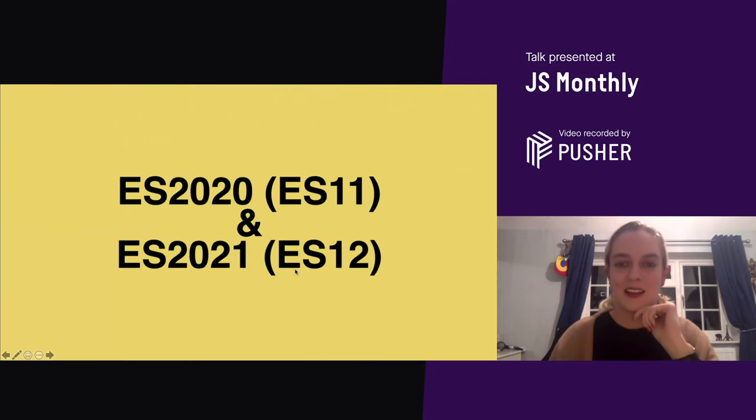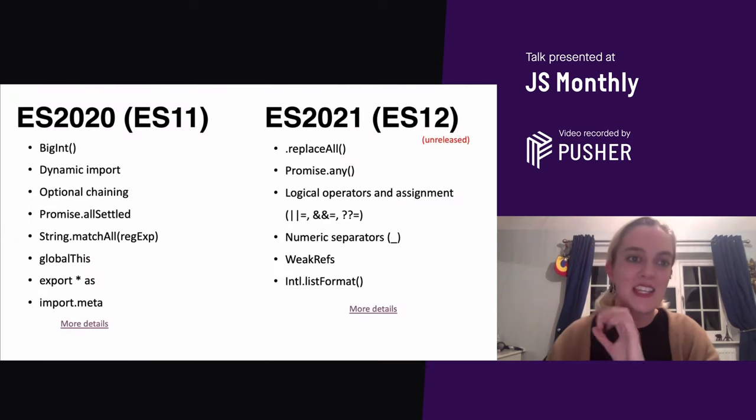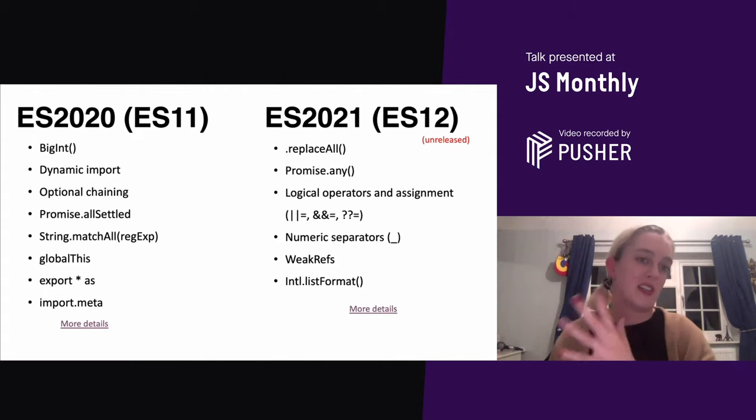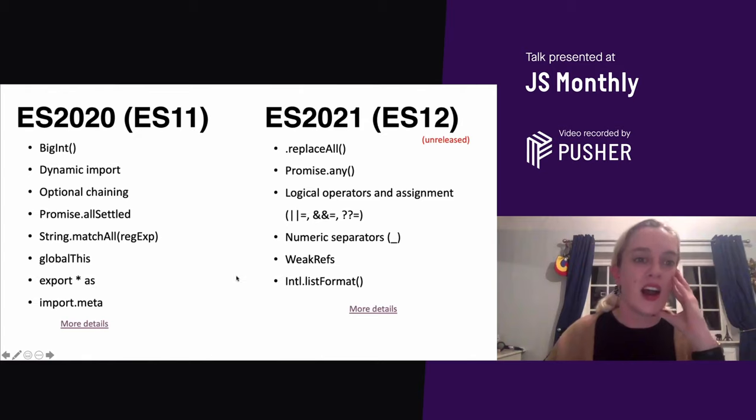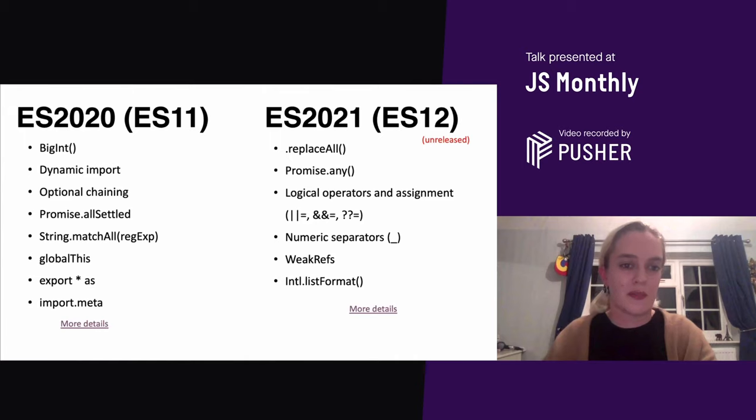And then what else do we get? Right, okay, we're on the home stretch, guys. We're almost up to the present day. ES 2020, we get some mathematical things. Big int basically means JavaScript can now deal with really big integers, whereas before it could only deal with slightly less big integers. We get dynamic imports and optional chaining, a bunch of other random helpful things. Another promise function there. And in ES 2021, I won't show you this because it's been unreleased. We're going to get some really cool stuff.